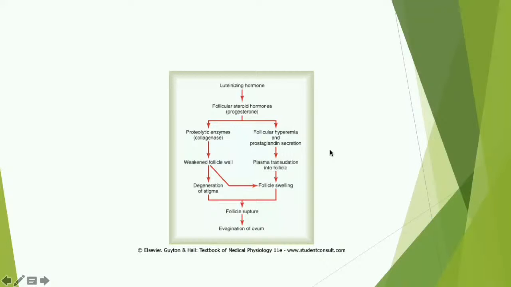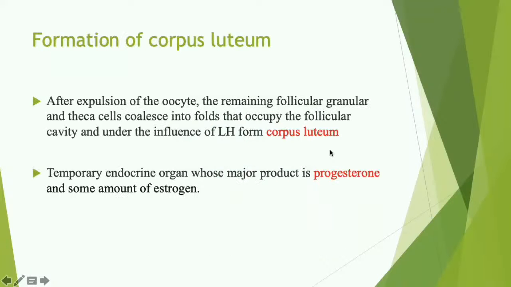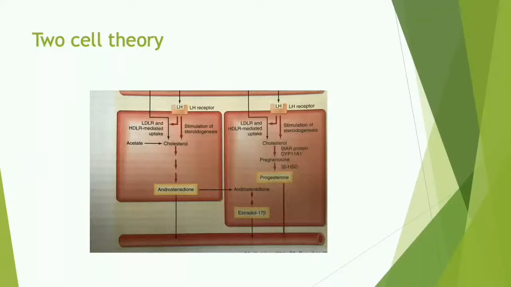So these are the changes which happen during ovulation. Then the subheading comes: formation of corpus luteum. The remaining follicular, granulosa and thecal cells join together to form what is known as the corpus luteum under the influence of LH. Now what is the change? There is a temporary shift in the secretion of progesterone when compared to that of estrogen, right?